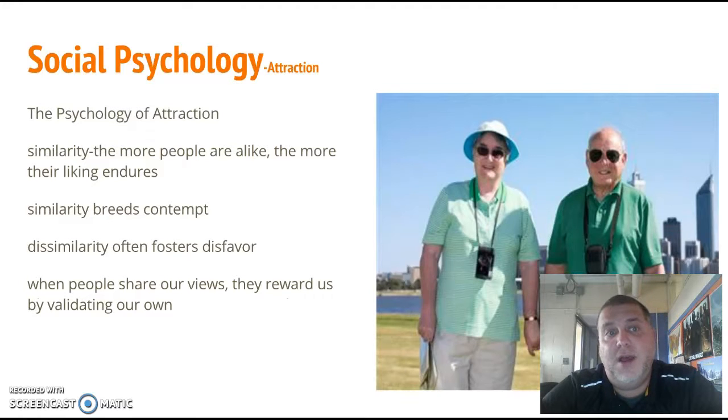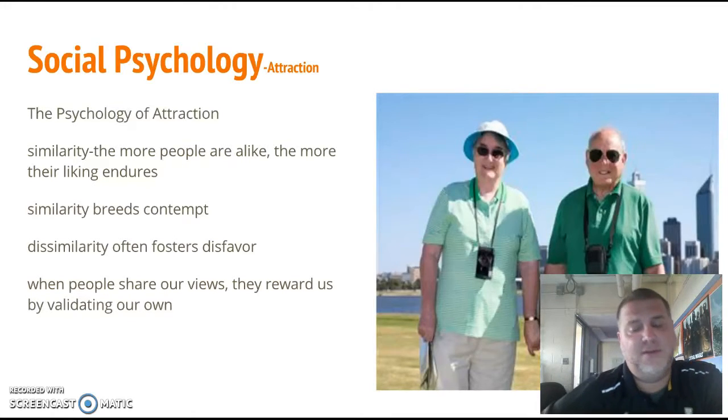Similarity means the more people are alike, the more their liking endures. So it gives you validation for the way you feel and the way you look, and it validates your sort of opinion. Similarity does breed contempt, but it doesn't breed like. It's sort of weird. When people share our views, they reward us by validating our own. So if you're Christian and you date someone who is a religious person and they're Christian, it helps validate your opinion of Christianity.